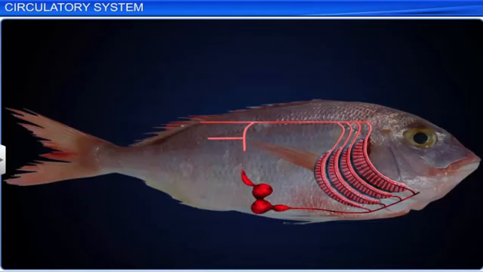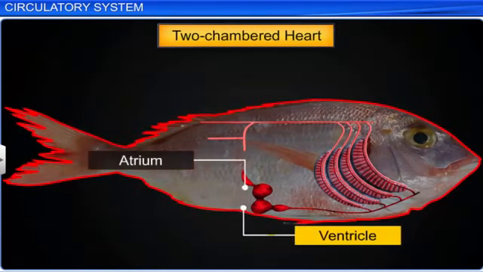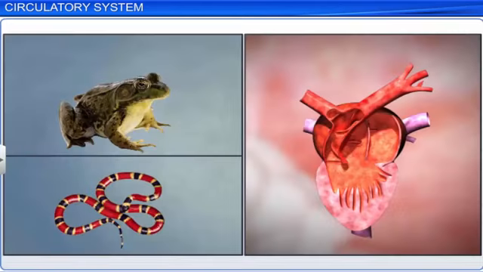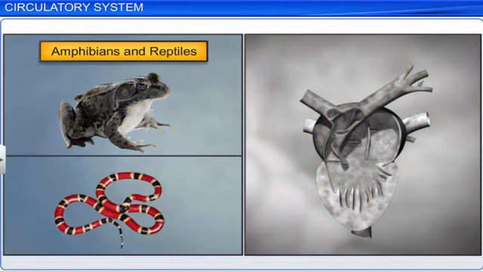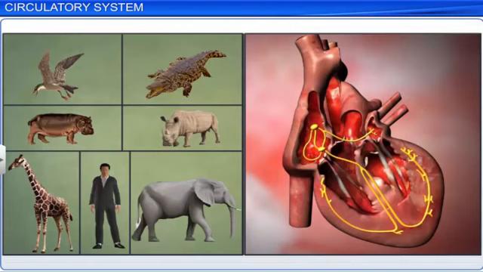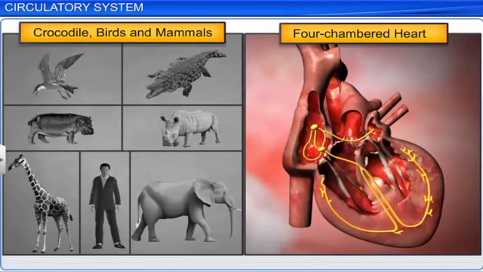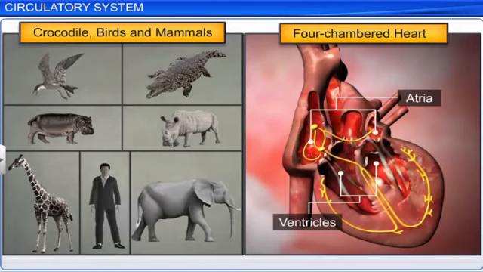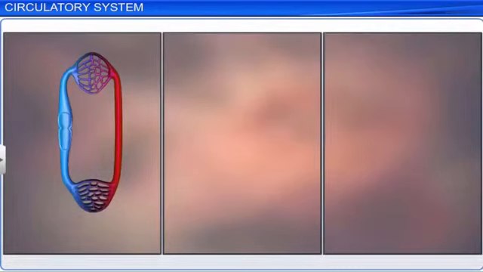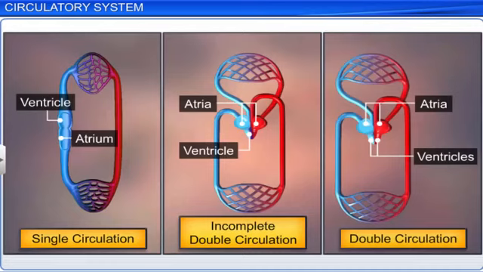For example, fishes have a two-chambered heart comprising one atrium and one ventricle, while all amphibians and reptiles, with the exception of crocodiles, have a three-chambered heart comprising two atria and one ventricle. On the other hand, all crocodiles, birds and mammals have a four-chambered heart comprising two atria and two ventricles. The blood circulation in these animals also differs due to the difference in the number of chambers.